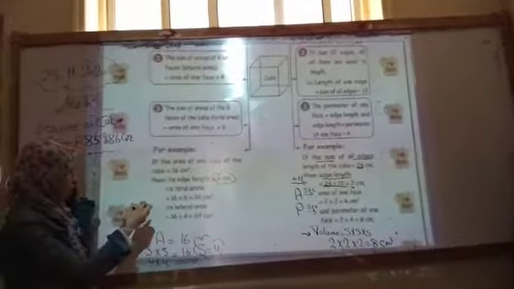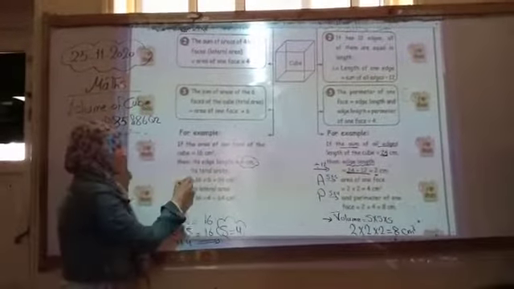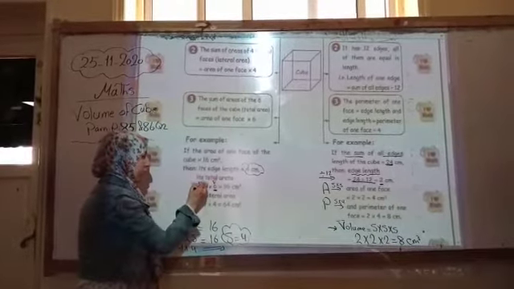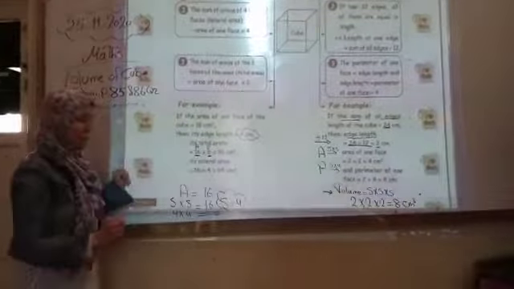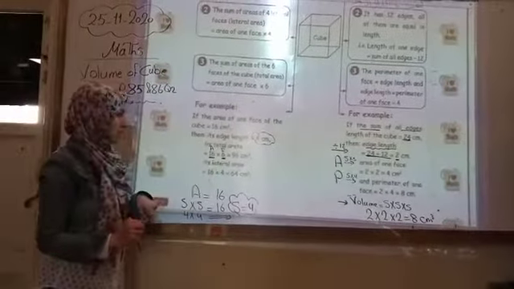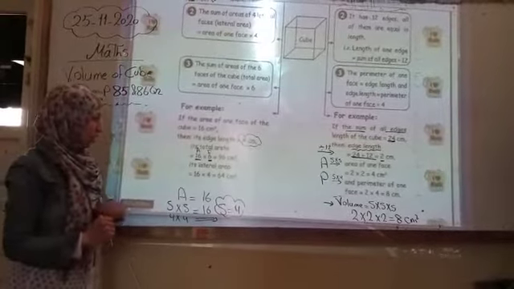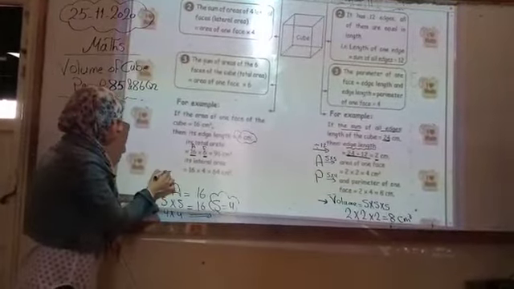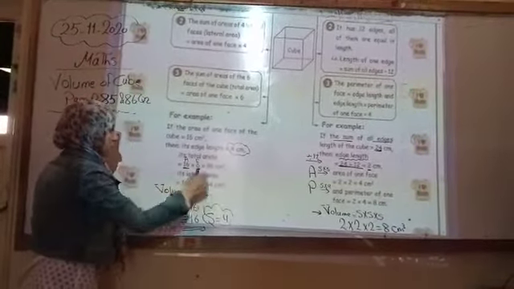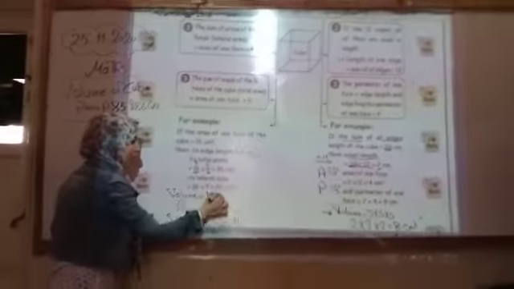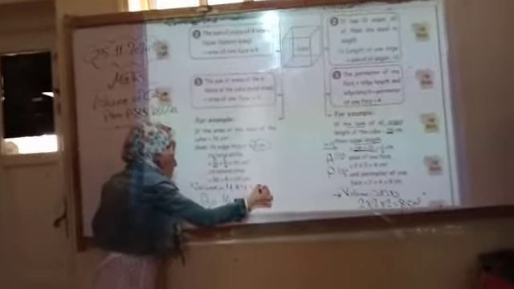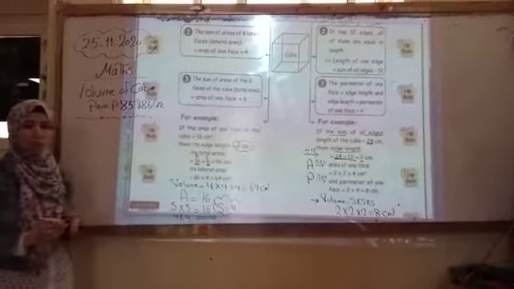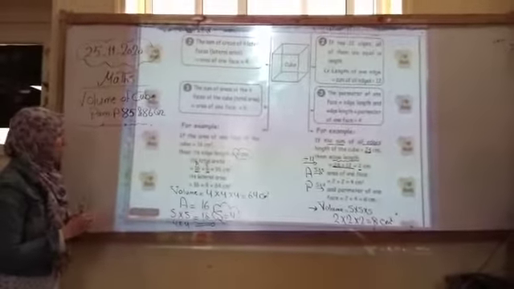So if I want the total area of all the faces, we have 6 faces, so area of one face by 6. Okay, area of one face by 6 faces. If I want volume, we have side equals 4. We make 4 by 4 by 4 equals 64 cubic centimeter.